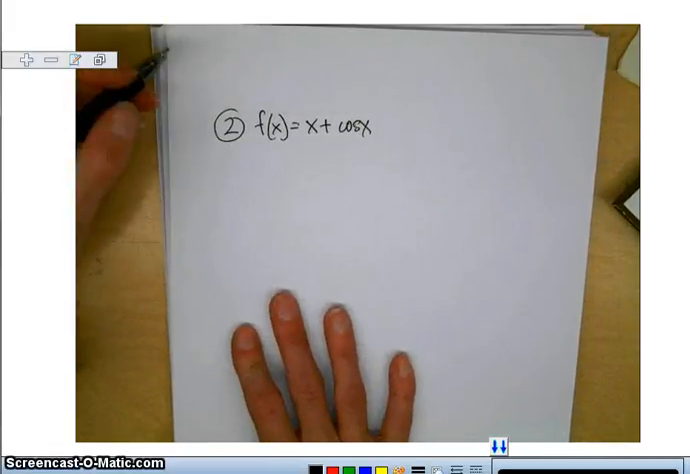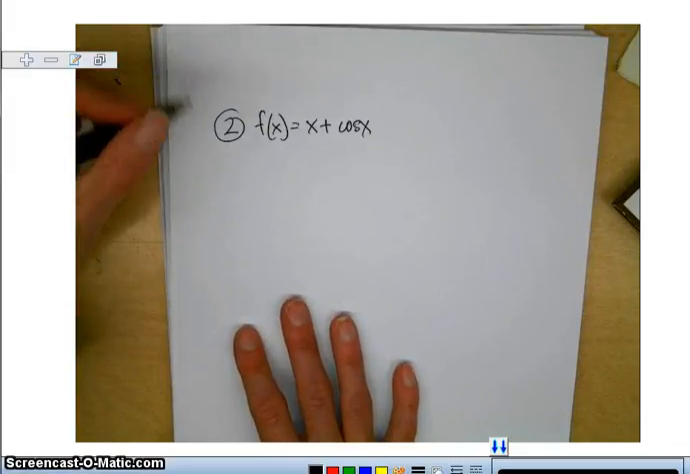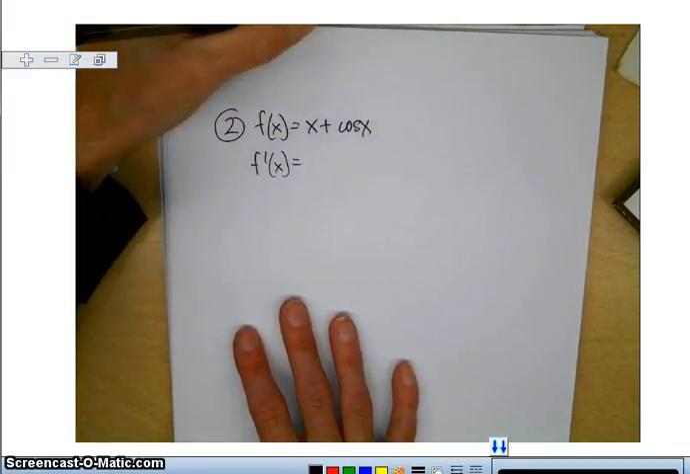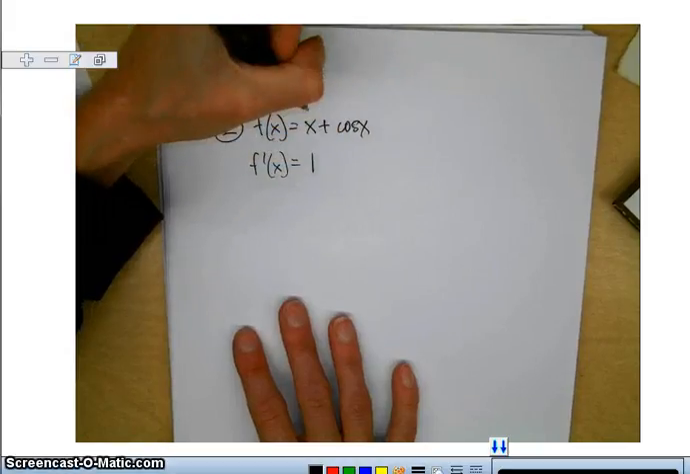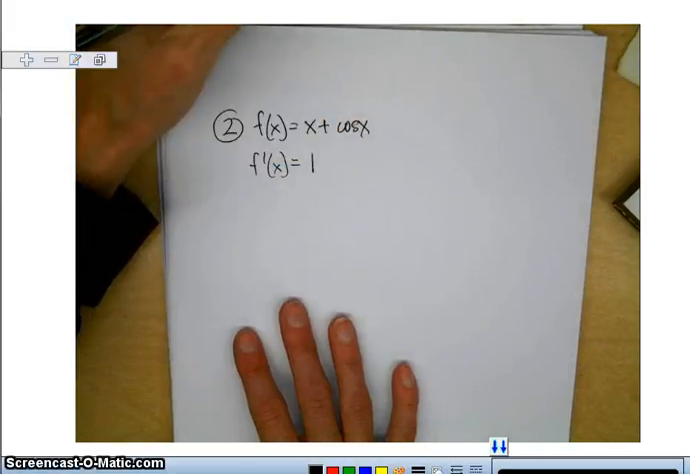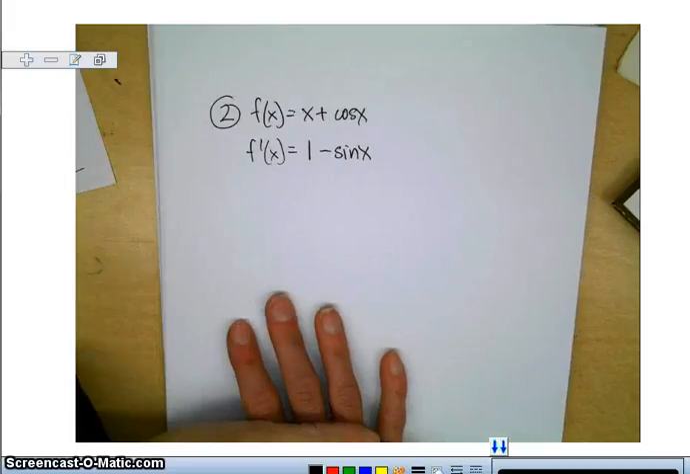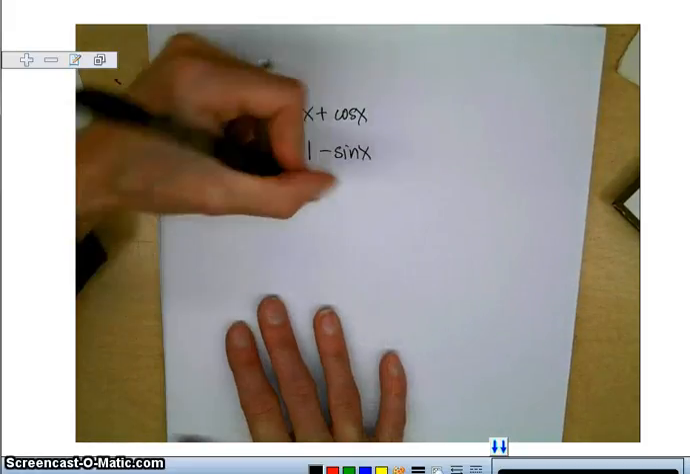All right, so what do we do? Horizontal tangent. Derivative. Find the derivative. So what's the derivative of x? 1. The derivative of cosine? Minus sine of x. So we find the derivative. Now what do I do with it? Set it equal to 0.